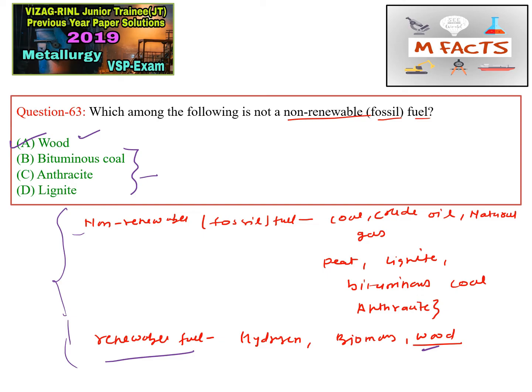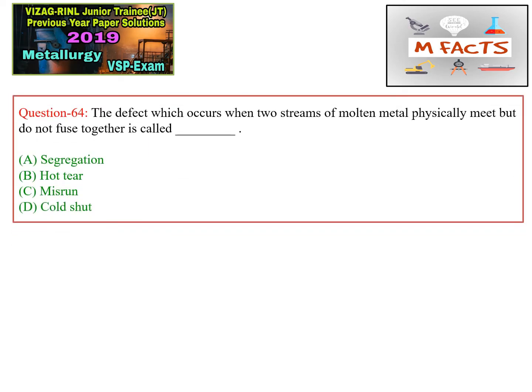exams, okay. So the next question is, the defect which occurs when two streams of molten metal physically meet but do not fuse together is called, okay, so they are asking about two streams of molten metal which physically meet but do not fuse together, okay, so if that will not fuse together, that will produce the cold shut, and that basically forms a discontinuity in the casting, okay, so this happens while cooling of the casting sometimes, okay, so D option is correct for this question.